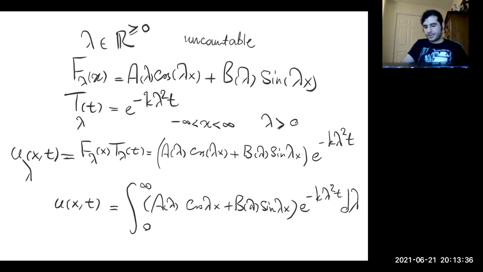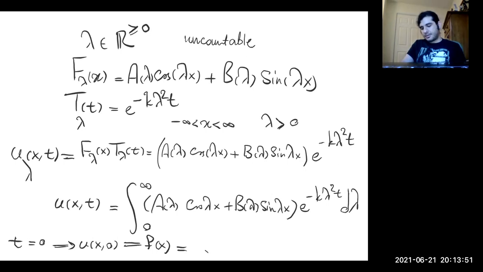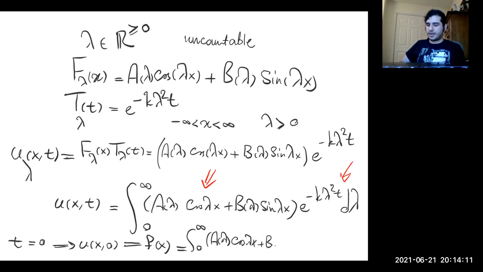So if you let t be 0, you would get u of x and 0. But the initial condition told us that's equal to f of x. On the other hand, in this description of u, if we let t be 0, e to the 0 becomes 1, and we would get the rest. It would be the integral from 0 to infinity of a lambda cosine lambda x plus b lambda sine lambda x, d lambda. Now we want to compute A and B.